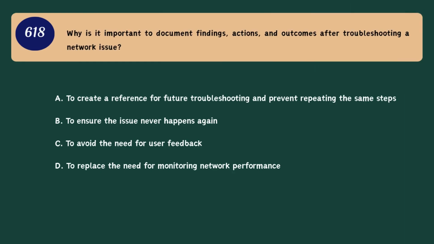Question 6-18. Why is it important to document findings, actions, and outcomes after troubleshooting a network issue? A. To create a reference for future troubleshooting and prevent repeating the same steps. B. To ensure the issue never happens again. C. To avoid the need for user feedback. D. To replace the need for monitoring network performance.